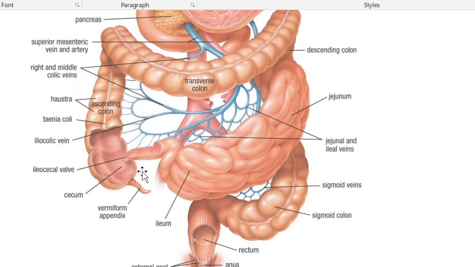They also do look at that when they do a colonoscopy. Now, a lot of times people don't understand what happens when they do a colonoscopy. You only look at the colon, this large part right here. You don't go into the small intestine with a colonoscopy.